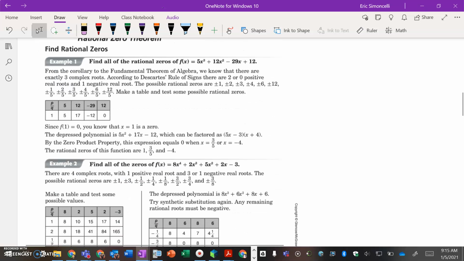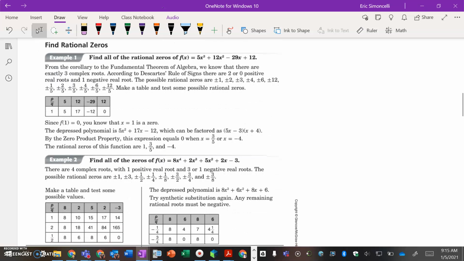It does describe here finding rational zeros, and it's going to showcase yet again the P over Q concept. From the corollary to the fundamental theorem of algebra, we know that there are exactly 3 complex roots. So I'm kind of jumping in here where the degree again, because it's 3, we know we can't have any more rationals than the degree speaks to. But again, with regards to P and Q, here's your A sub n, here's your A sub 0.